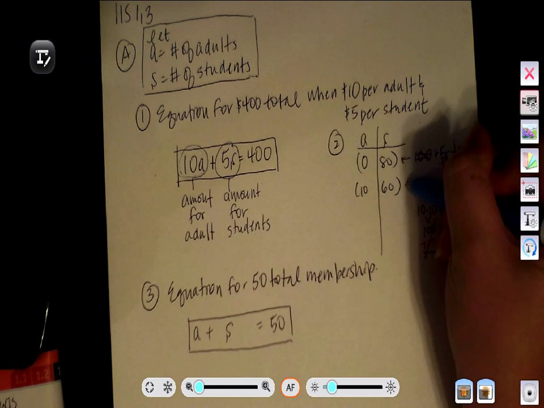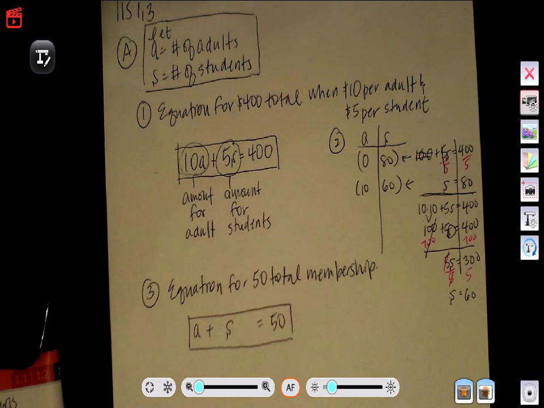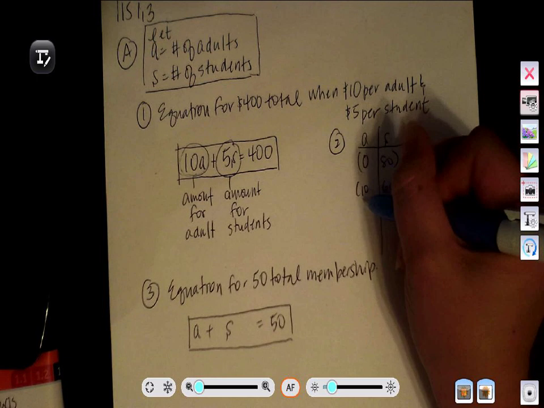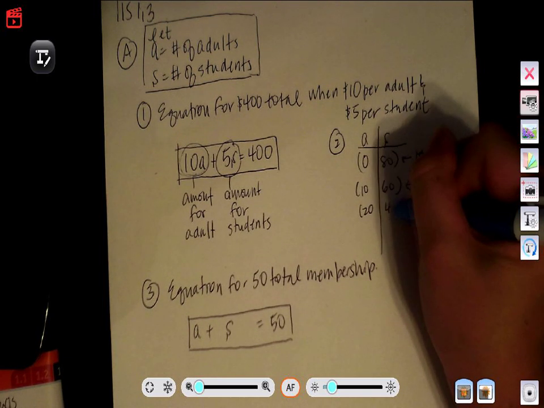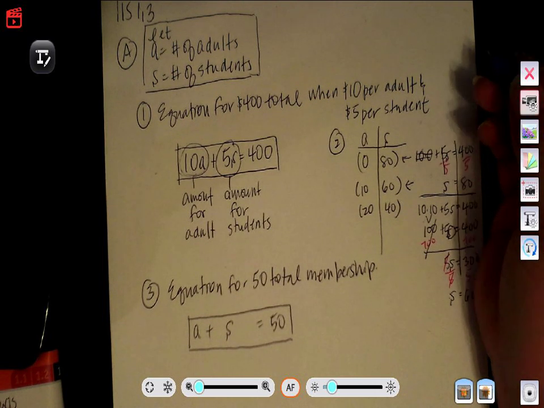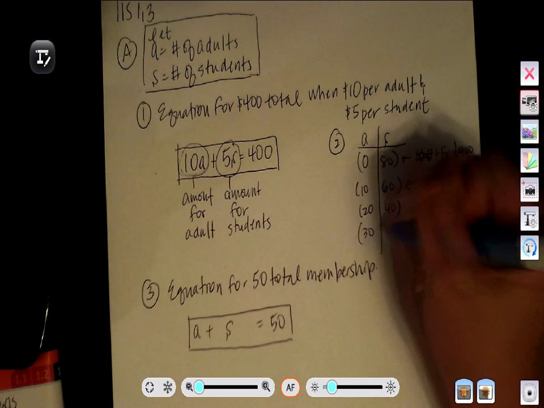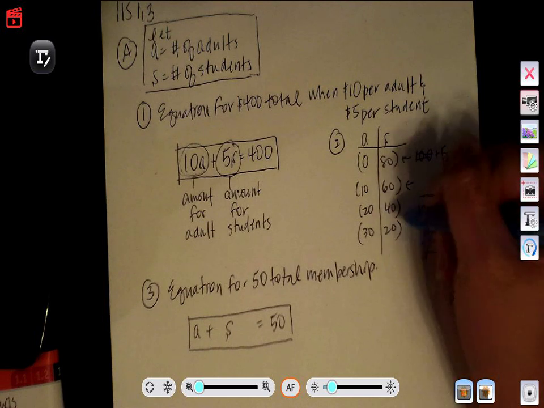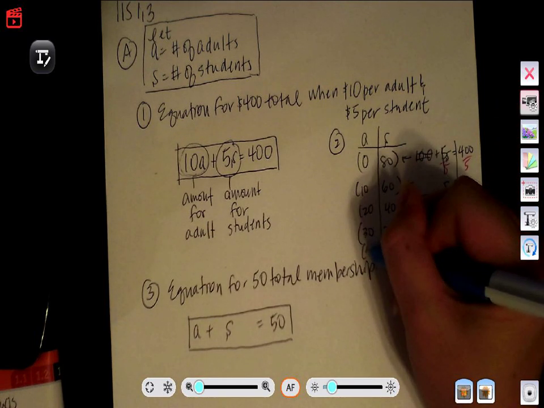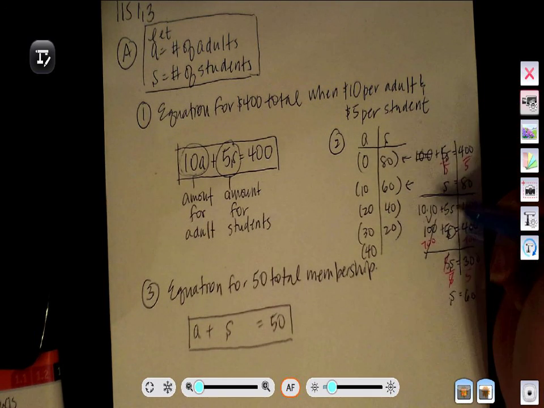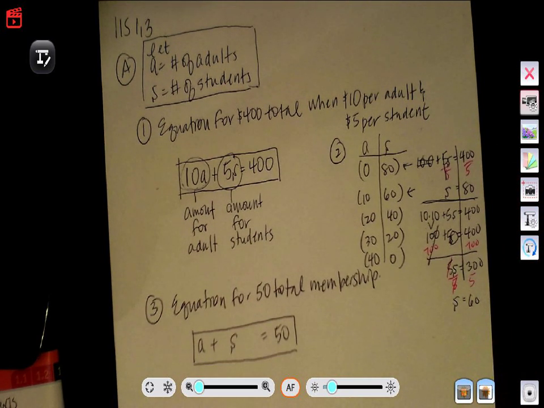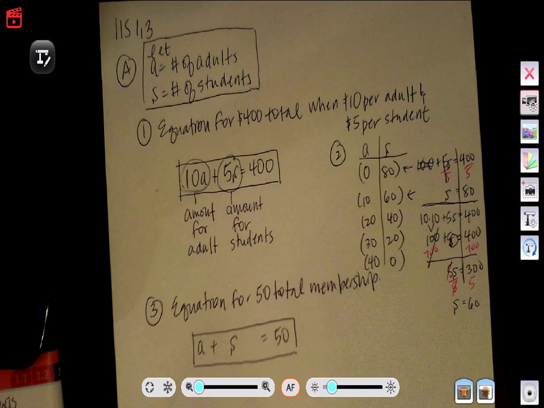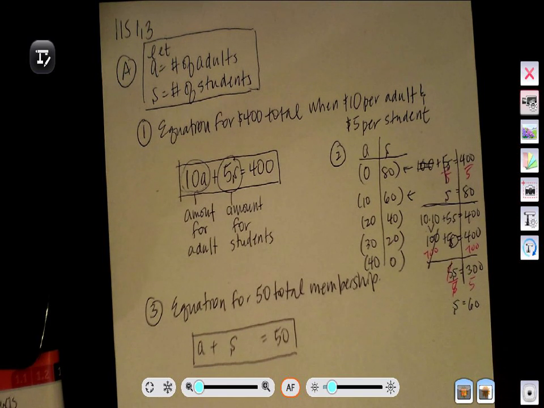Okay. So since everybody had the option to pick any 3, and I gave you the options in increments of 10, just so you know, the answers could be 20 adults and 40 students, which will equal $400. 30 adults and 20 students could also work. And if you use 40 adults, that would spend all $400, so that'll leave you with 0 students. Okay, so any of these coordinate points would have worked for A2.